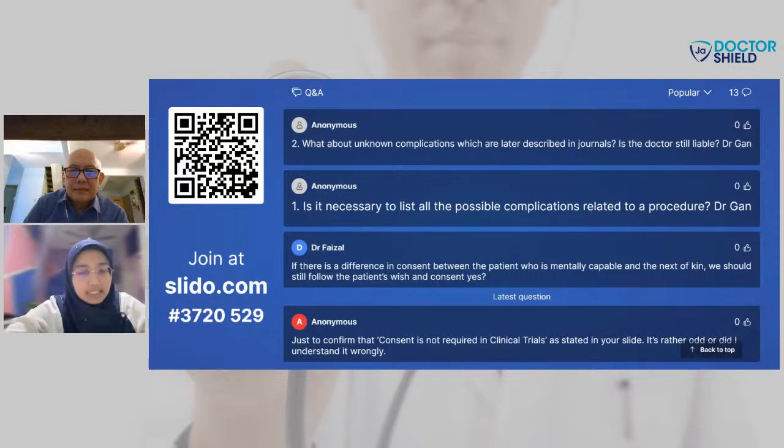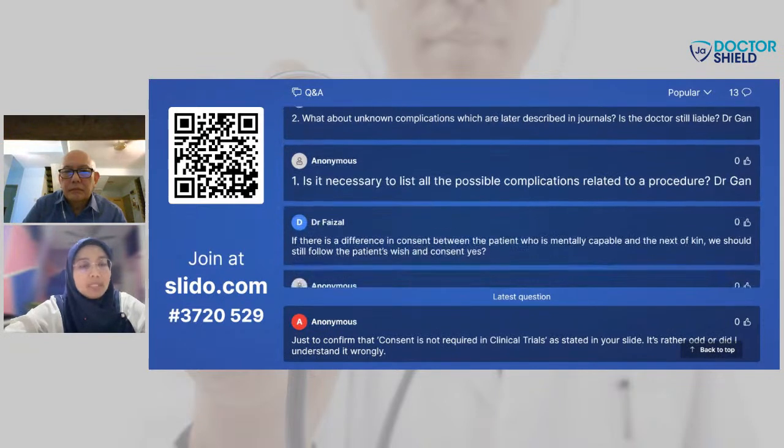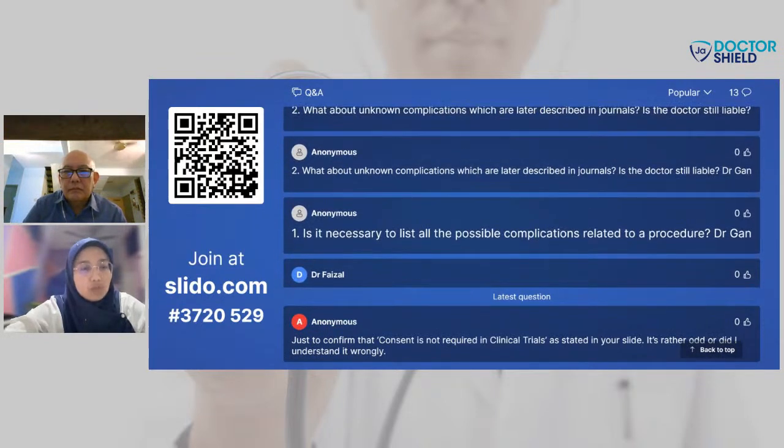But consent per se is actually for the judges to decide. They need to know whether, as a treating doctor, you have already disclosed all the risks, or the material risks, to the patient to enable them to make an informed decision in agreeing for certain procedures being conducted.